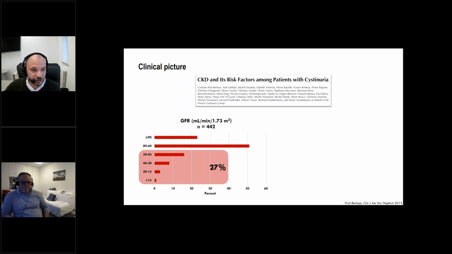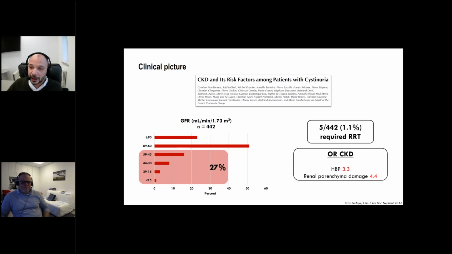large group of patients from the French cystinuria group that showed, first of all, that the majority of patients have some degree of kidney dysfunction with a GFR below 90 milliliters per minute, and that about 30% of them have an overt chronic kidney disease with values of GFR below 60 milliliters per minute. In this particular series, about 1.1% of patients required renal replacement therapy. And among the major risk factors for having chronic kidney disease, the authors found high blood pressure with an odds ratio of 3.3 and the extent of renal parenchyma damage with an odds ratio of 4.4.